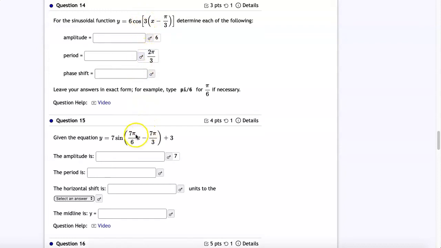Over here, the b value is a little more complicated. So you would have to take your 2 pi and divide 2 pi by 7 pi over 6. Remember that dividing by a fraction is the same thing as multiplying by the reciprocal. So if you divide by 7 pi over 6, you really end up with 12 over 7, and that's how you determine what the period is for a problem with this kind of complicated number.